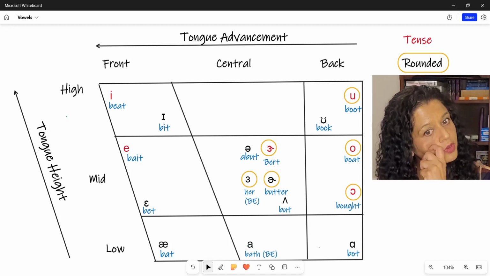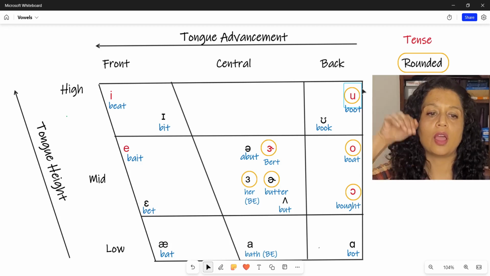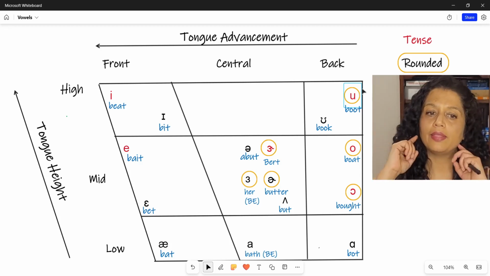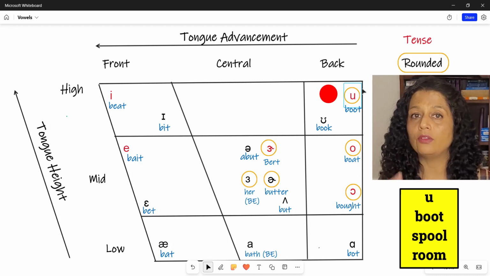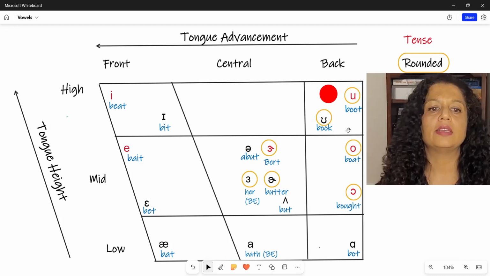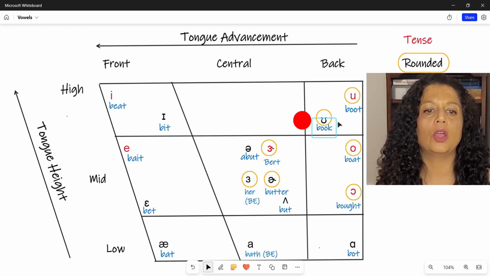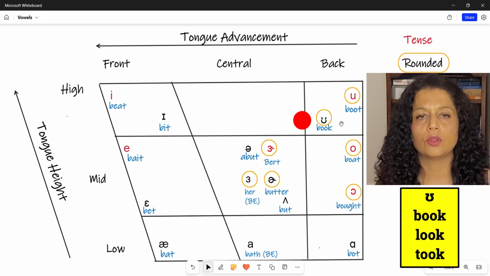All right, now let's move on to the back vowels. Our high back vowels, so high tongue height, but in the back, is the oo sound. Lips are rounded. Ooh, boot, loot, shoot. This one here is the short oo sound. It's also rounded. Book, look, should.